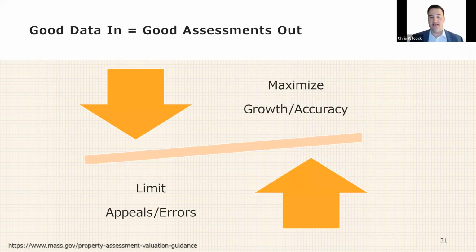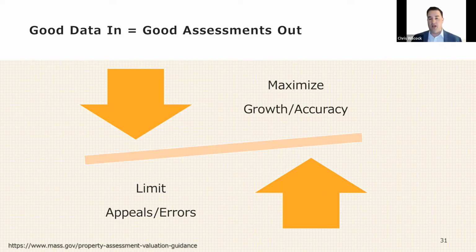So as far as assessing, good data in, good assessments out. You want to limit appeals and errors, and you want to maximize growth and accuracy. I think that if you put this in place, you're going to maximize the resources that you have in your assessing office. When I say maximize growth, know where things are changing and make sure you capture that growth as they're changing. Make sure your cost tables and your CAMA system are updated so you're capturing the true market value and you're not having a lower value because maybe the cost tables need to be updated.